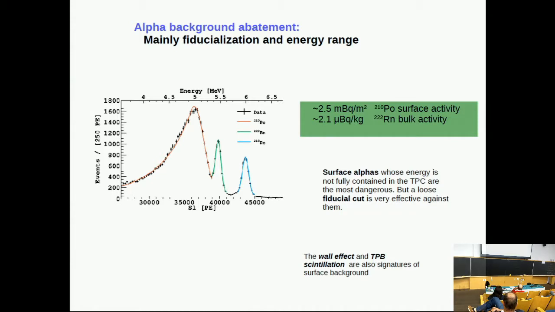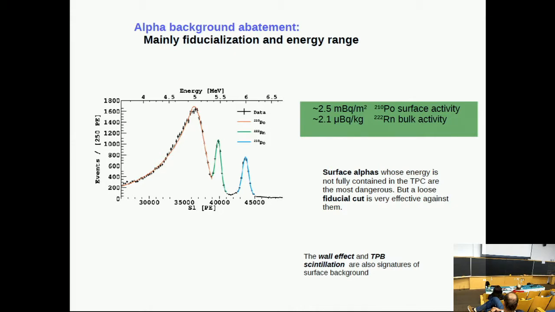So the only problem that you can have is if you have some alpha that is produced very close to the wall, so part of the energy gets inside of the TPC. But in that case, you have a fiducialization, a very loose fiducialization completely removes them.